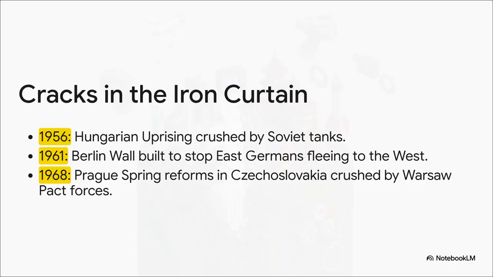And these events right here, they tell you everything you need to know about the Soviet mindset. Anytime a country in their sphere of influence tried to get even a little bit of freedom, like Hungary in 56 or Czechoslovakia in 68, the response was swift and brutal, tanks rolling in to crush the rebellion. And the Berlin Wall? Well, that became the ultimate symbol of communist control.